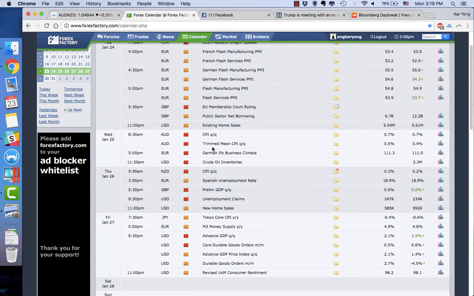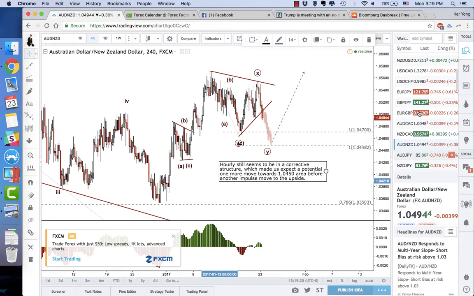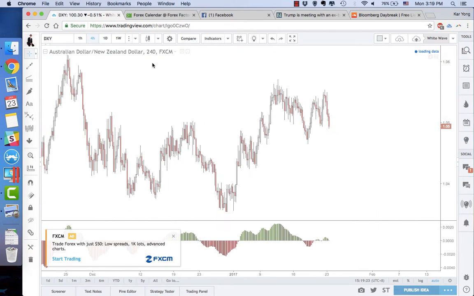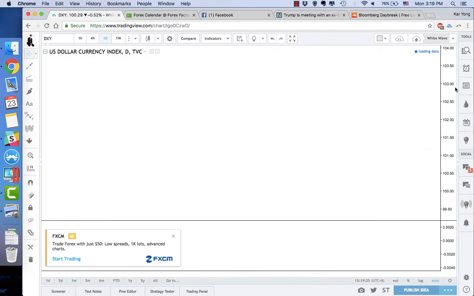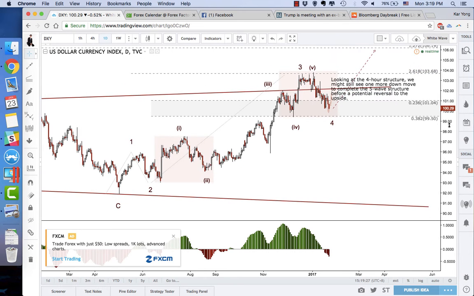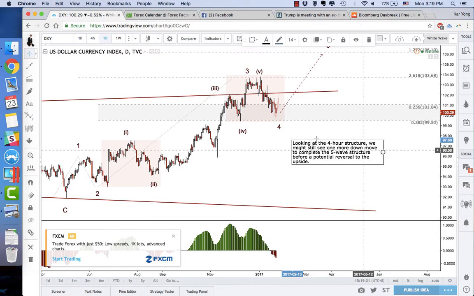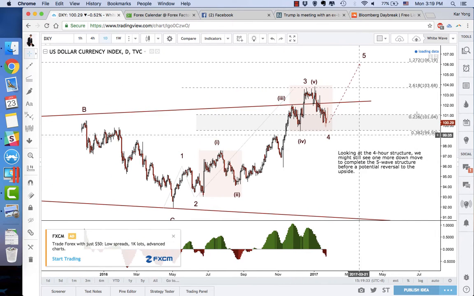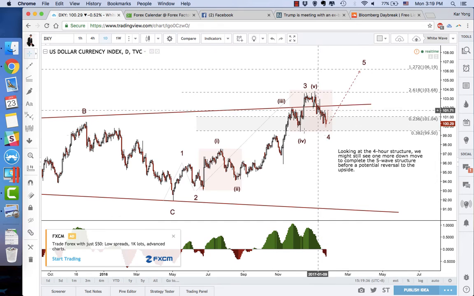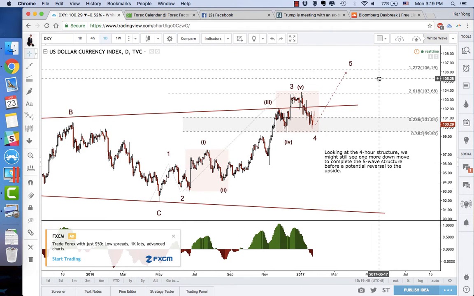The focus is definitely on Australia, Kiwi and the dollar itself. So let me bring you to the dollar index for this week. From a higher time frame perspective, we are still in line with our overall analysis. We are expecting a retracement, and once this is complete, we expect it to go as high as 106.2.